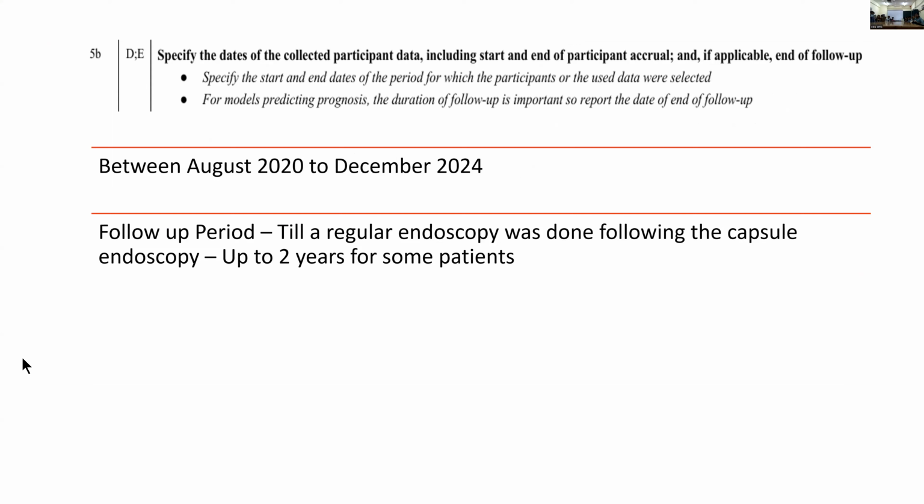Now, the study authors have said the study was conducted between August 2022 to December 2024. They have not mentioned exactly when the last patient was recruited during this 4-year time period. The follow-up period also, they have not given a definite follow-up period.